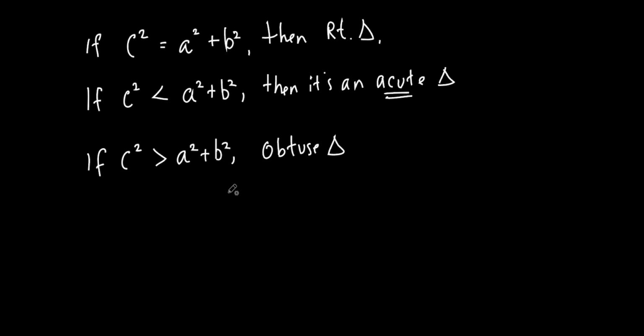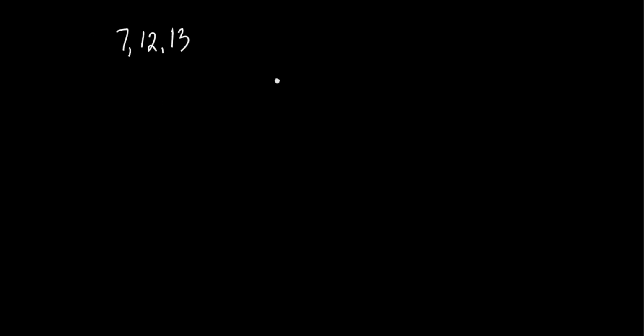So let's do one and see what it is. I'm going to give you sides 7, 12, and 13. First of all, let's determine, is this a triangle to begin with? Yes. 7 plus 12 is 19. Is 19 bigger than 13? Yes, it is. Now that just tells me that it's a triangle. It doesn't tell me if it's acute, right, or obtuse. This is when I have to do that squared stuff.